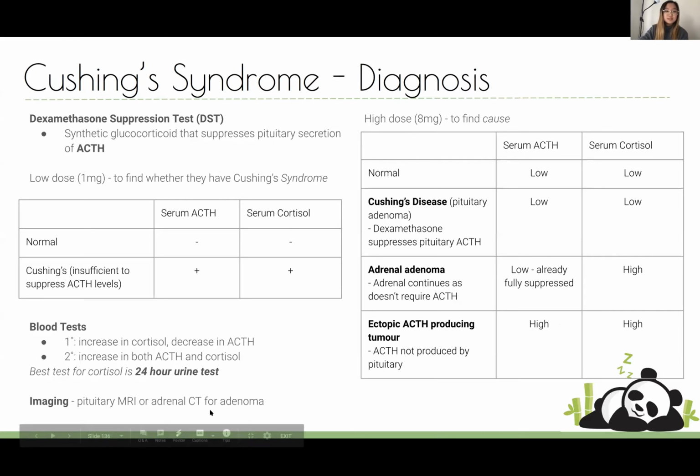And then for blood tests, you would look at your cortisol and ACTH, but remember that your best test for cortisol is a 24-hour urine test, and then imaging, a pituitary MRI or an adrenal CT, for an adenoma.